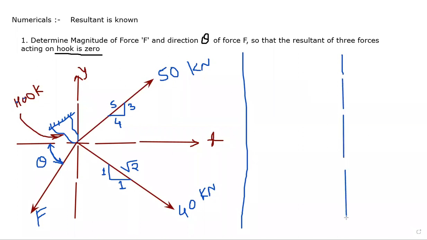Yes, sir. Right. Now we have to draw the free body diagram. What is a free body diagram? That we will discuss afterward in the module beam or truss. Then the same forces, we have to remove the hook and we have to convert this into angle.